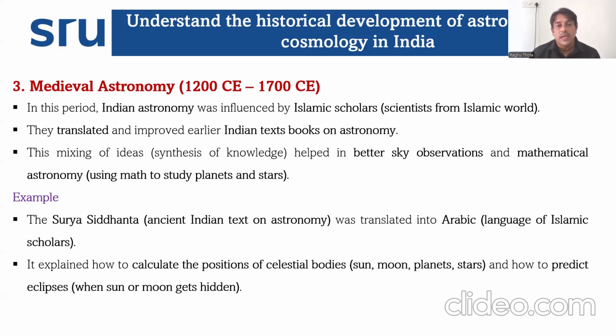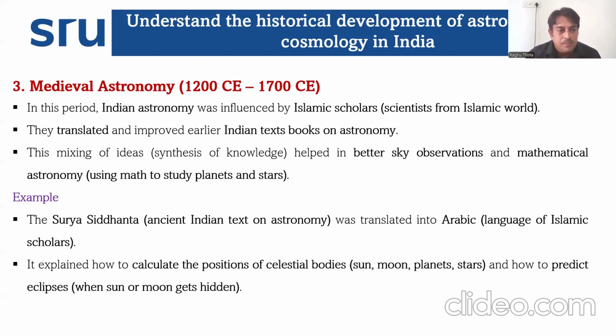They translated and improved earlier Indian textbooks on astronomy. So whatever previous textbooks and research there were on astronomy, they translated them into their own language, improving those ideas. This mix of ideas, the classical ideas on astronomy and the medieval ideas of Islamic scholars, were all mixed together for better sky observations and mathematical astronomy.